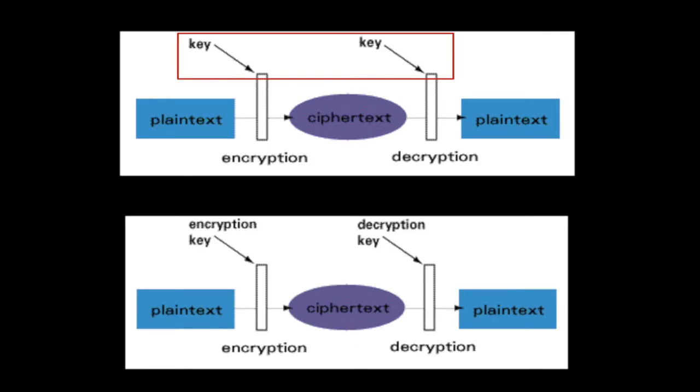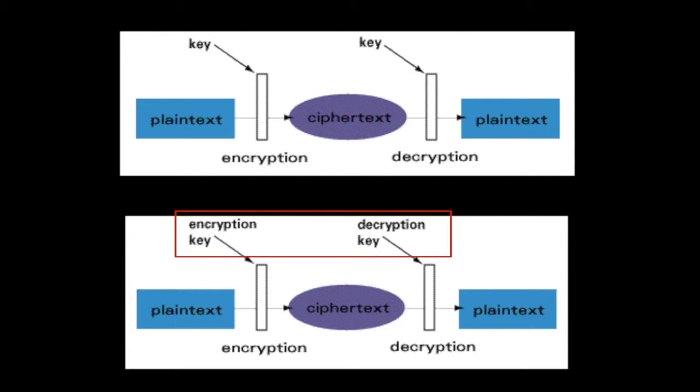There are two types of cryptography. The first is symmetric, where both the sender and the receiver use the same key to encrypt and decrypt the message. The second type is asymmetric, where there's a public key that the sender can use to send an encrypted message to the receiver, but only the receiver can decrypt the message using a private key that only he or she knows.